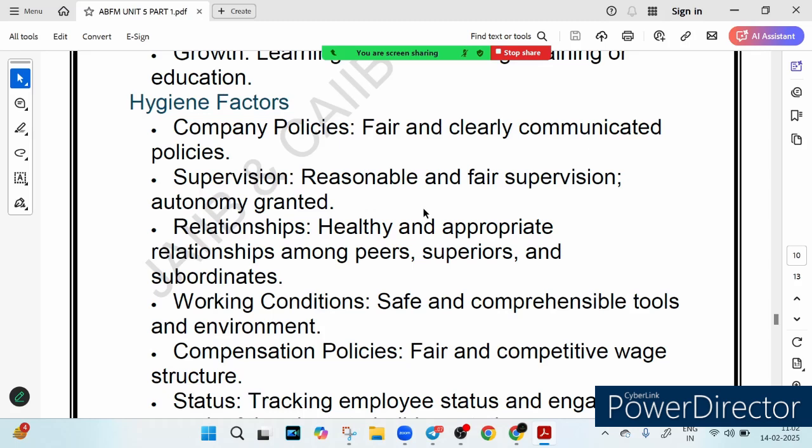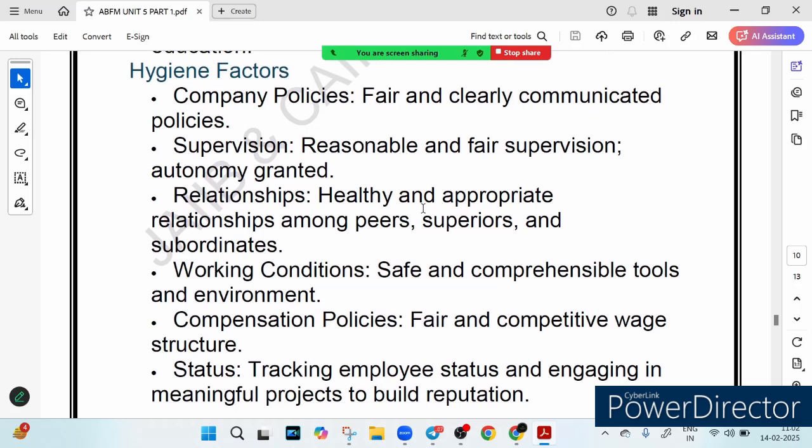Now here is the twist. Some factors don't exactly motivate you, but their absence can make you hate your job, like company policy. If the company policy is bad, it will cause frustration. Also toxic boss and colleagues will cause stress. Then we have poor working conditions, which cause discomfort. Low salary or no job security causes anxiety. So think of hygiene factors like cleanliness in a restaurant. You don't go there because it is clean, but if it is dirty you will never return.